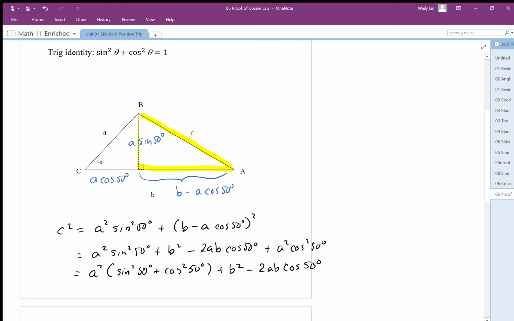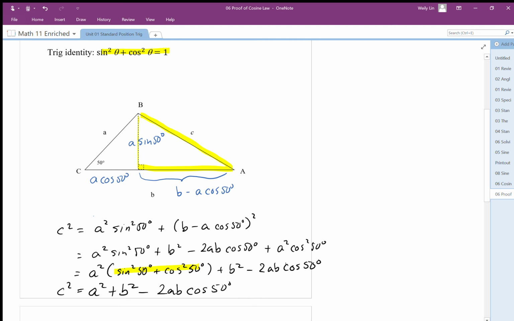Okay, so then this expression here is what we call an identity. And we use that identity. That's just equal to 1. And since that's equal to 1, we get c squared equals a squared plus b squared minus 2ab cosine of 50 degrees.